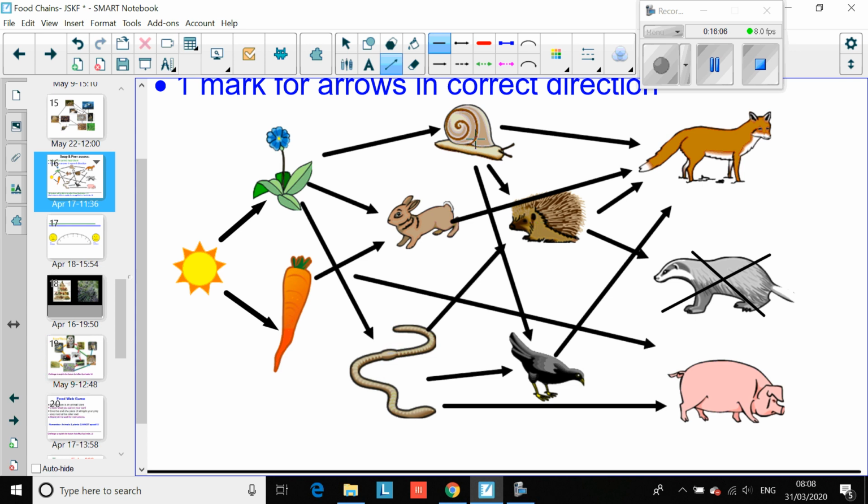So if you've got less snails and less worms, how might that affect our crow numbers? Okay, how might that affect our pig numbers? Well, the pigs would have less worms, but they'd actually have the same number of carrots. That wouldn't affect them. So maybe we might get a small drop in their numbers, but not too bad.